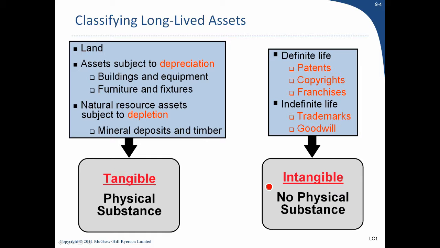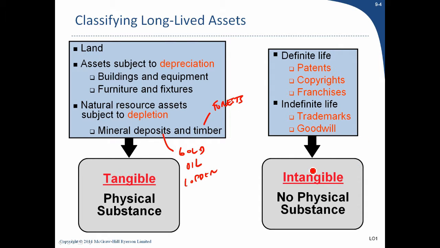So what are some examples of tangible resources? Land, of course. Assets which are subject to depreciation, buildings, furniture. Land is not subject to depreciation, which makes sense, right? Land never depreciates. And natural resources, mineral deposits, right? So think of gold, oil, copper, and timber, so forests.